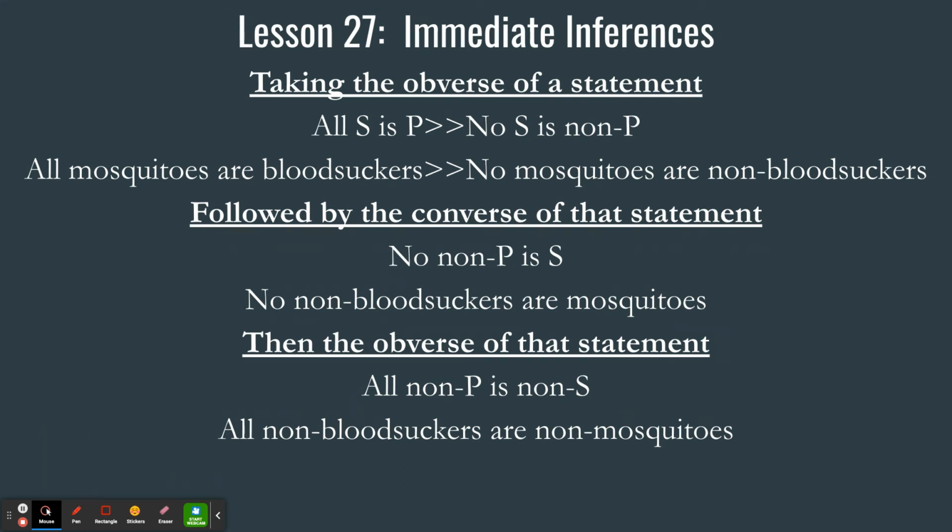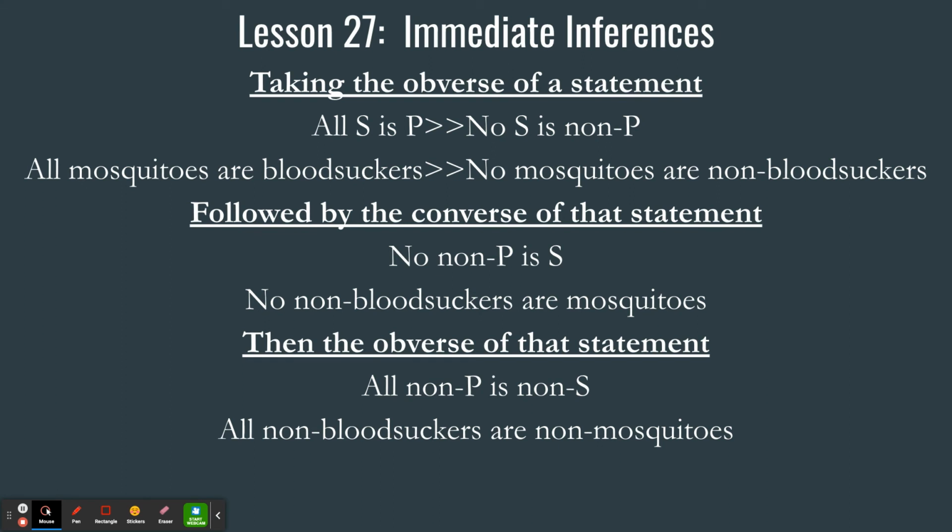And also, wouldn't it be like a you statement, like all non-bloodsuckers are not mosquitoes? A you statement? I made it up. A you statement? I don't know what a you statement is. It looks like a universal negative.